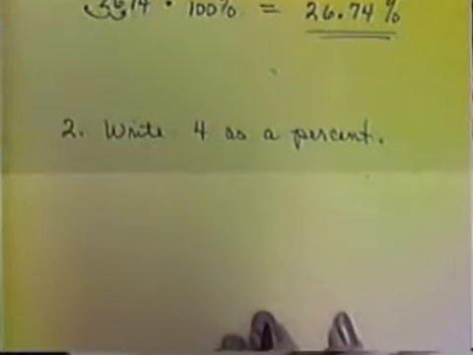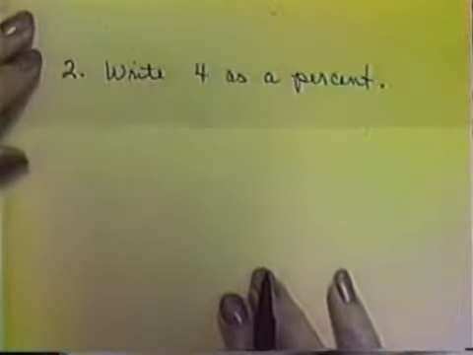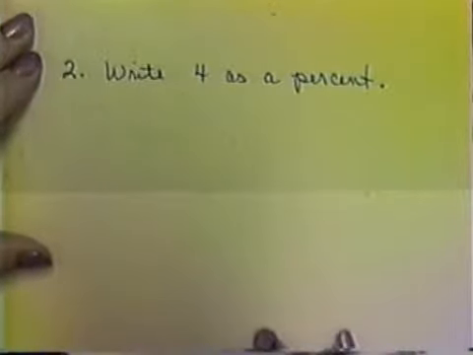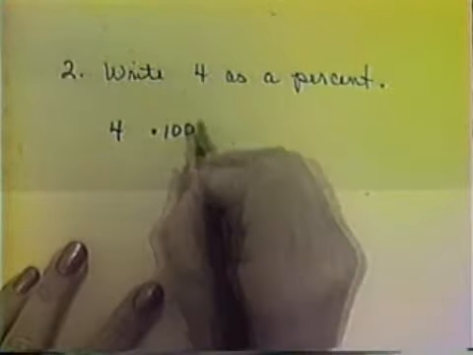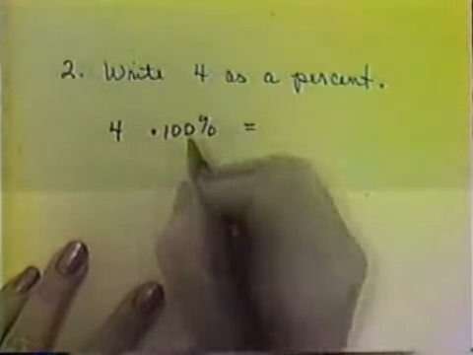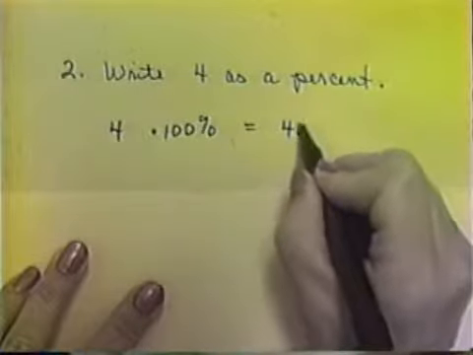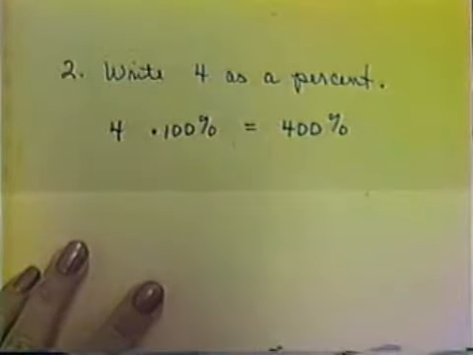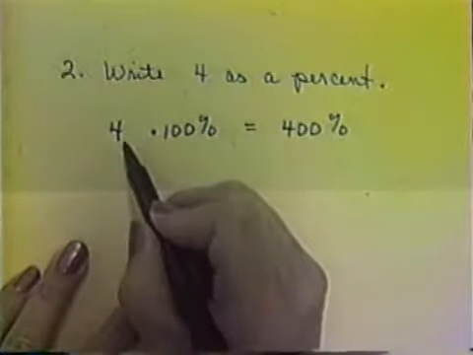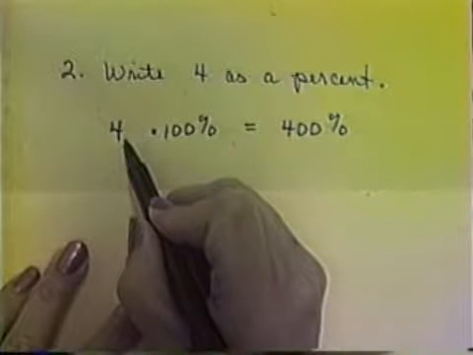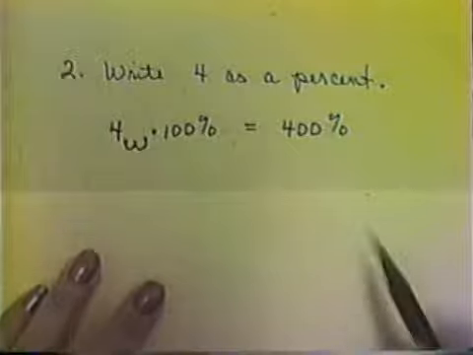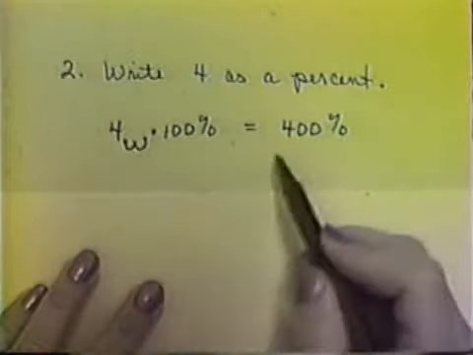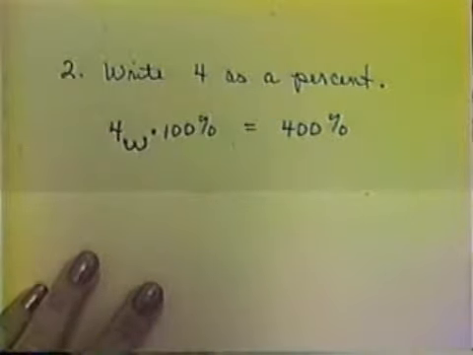Let's look at a second example. We want to write 4 as a percent. So we want to take 4 and multiply by 100%. Well, 4 times 100 is 400%. Remember, if we have the decimal here, it's always after the number, move 2 places. We would have to add 2 zeros. 4 times 100% is 400%.